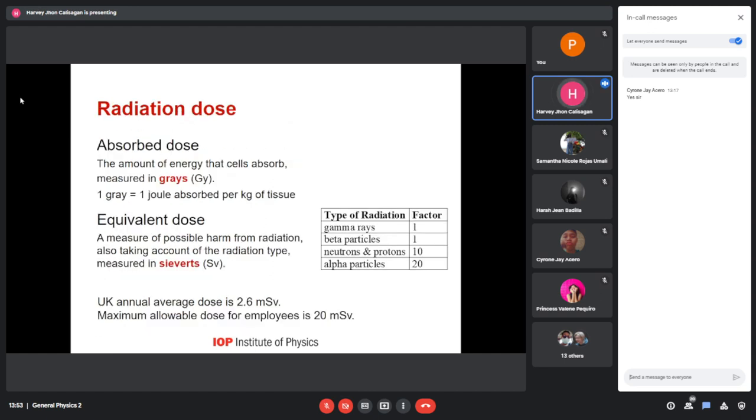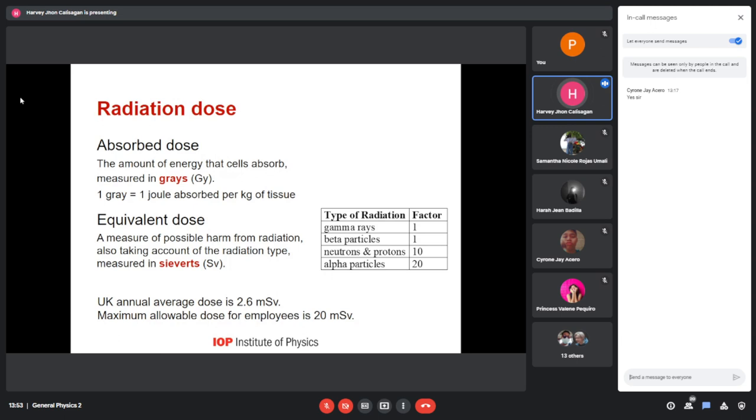So I want you to see this table here. Gamma rays have a low factor compared to beta rays also. And the neutrons and protons also have a great factor, but not as great as alpha particles, because alpha particles have 10. So imagine the strength of the radiation. This radiation here, the gamma, beta, and alpha, these are man-made, and the neutrons and protons are experimental.